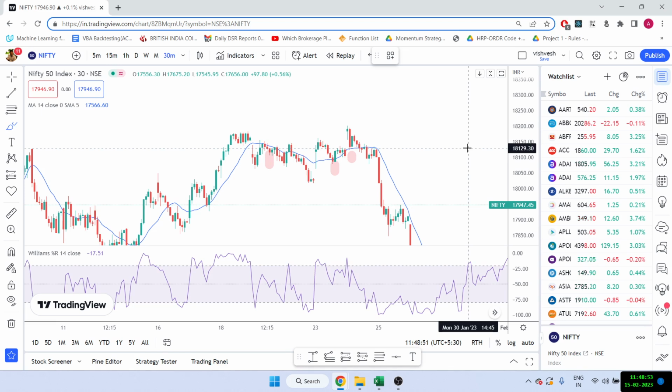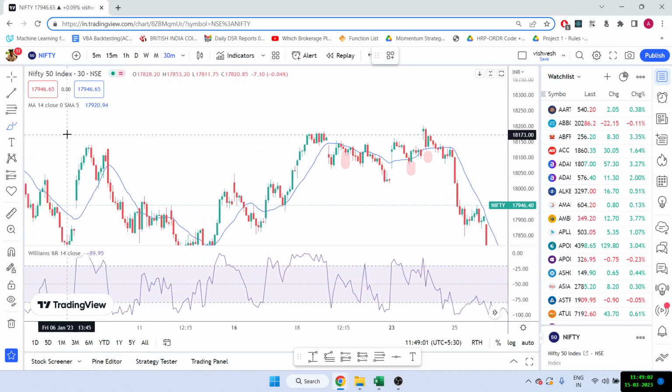This is a positional strategy. It's a swing strategy. That means you might be in a trade for a few hours, and the time frame that we will be using is 30 minutes. So let me show you some examples of how this works.